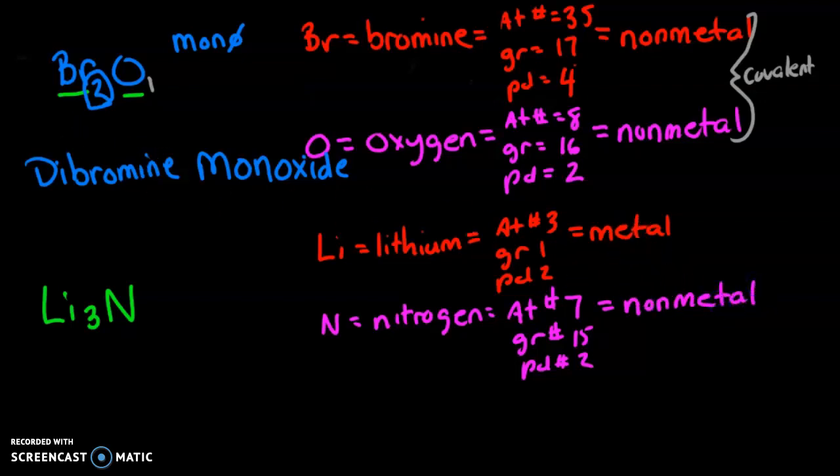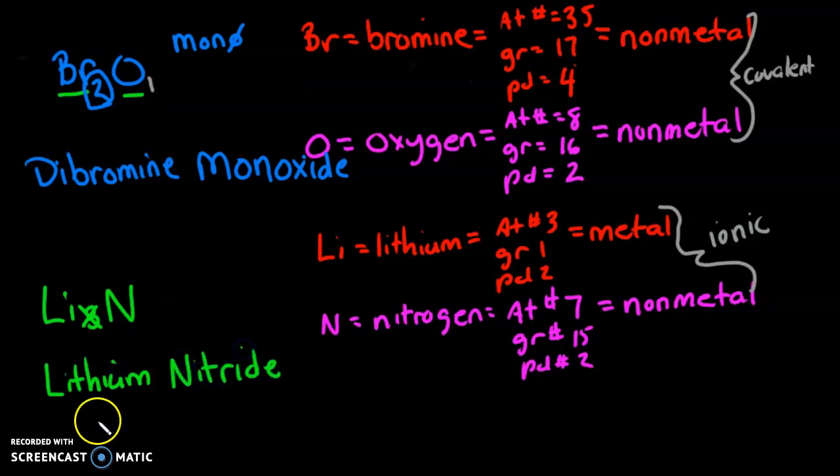So with a metal and a non-metal, I am now going to be working with ionic. So then with ionic, it's a little bit easier because I don't have to worry about the prefixes. So the 3 doesn't mean anything for naming purposes. So I leave the first element as lithium, and I change the name of the second element to nitride. Nitrogen becomes nitride. Lithium nitride.